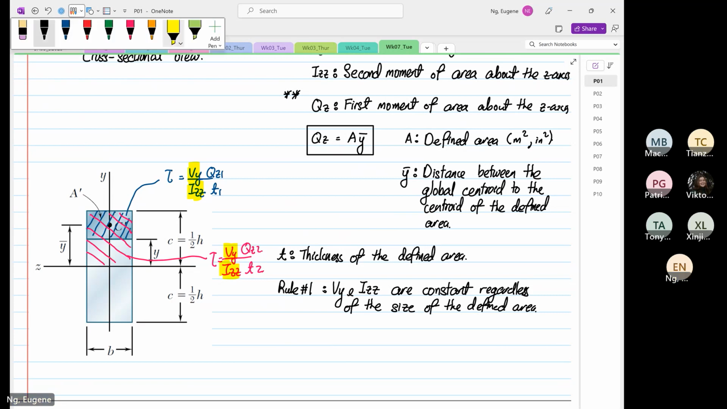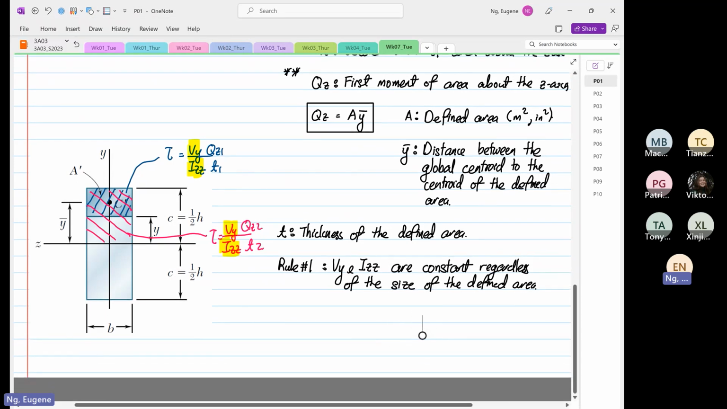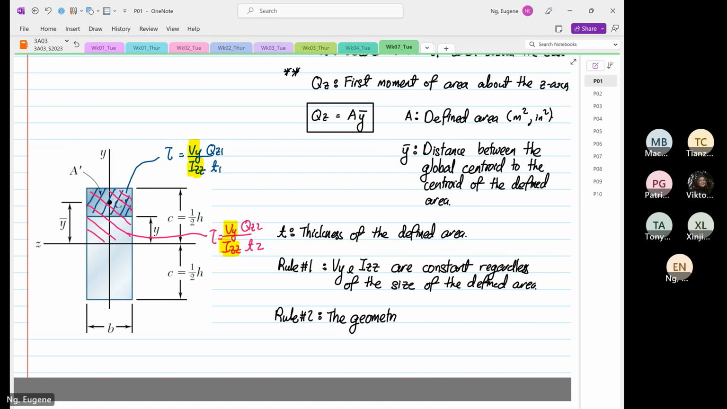Rule number 2, when we derive the formula or the expression, rule number 2 that we have to obey is the geometric datum is always at the geometric centroid.